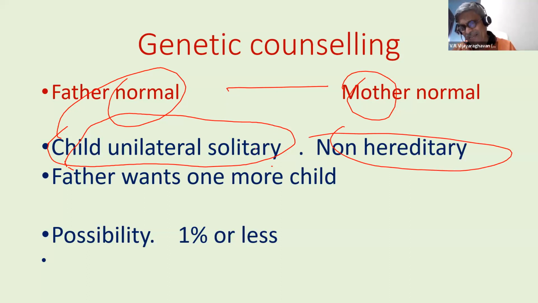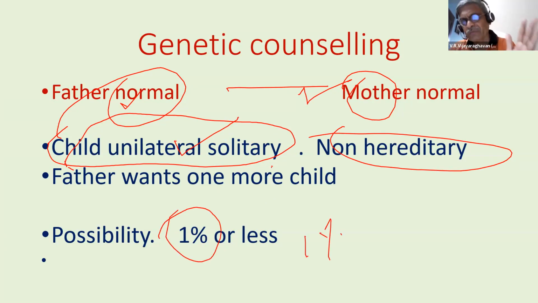Now the father is asking, can I have one more child? What is the chance of developing retinoblastoma in that child, the sibling? Your answer is, sir, father normal, mother normal, the child is also a non-hereditary pattern. The chance for the second child is less than 1%. Only 1% chance for the next child to get involved. Please never forget this. This is based on father normal, mother normal, child with non-hereditary pattern.